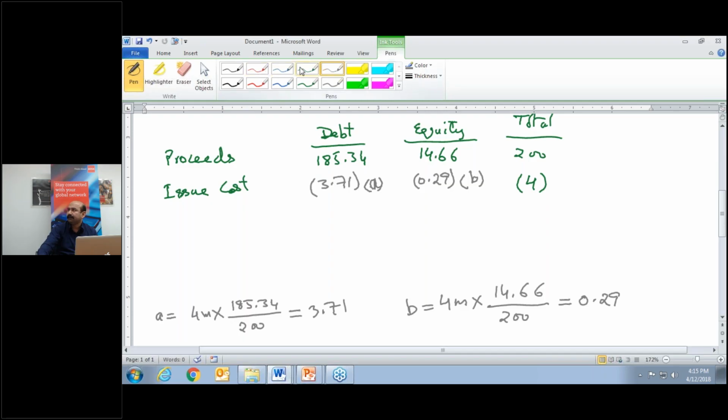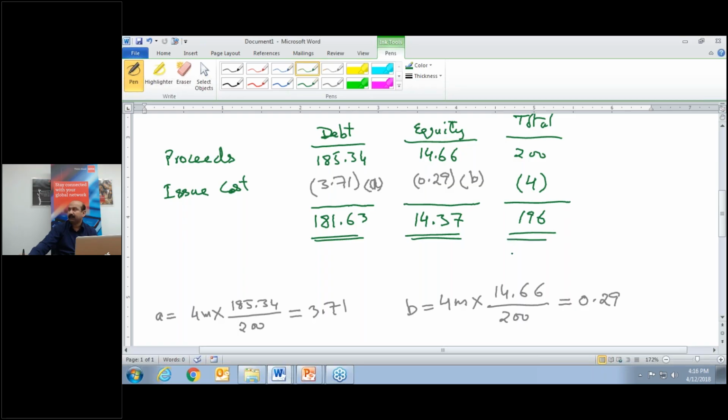So this way, the debt element becomes 181.63, and the equity element becomes 14.37. So this way you can allocate the issue cost.